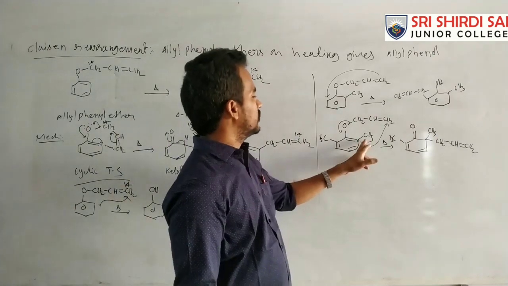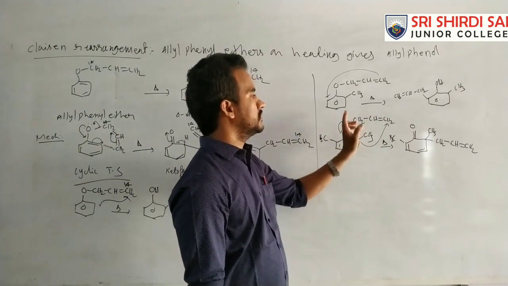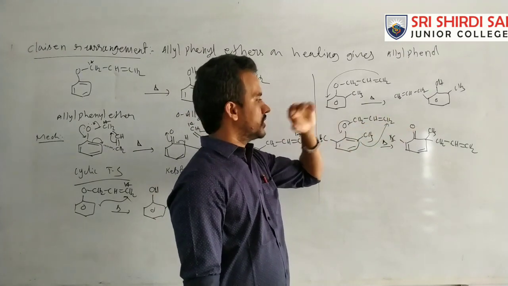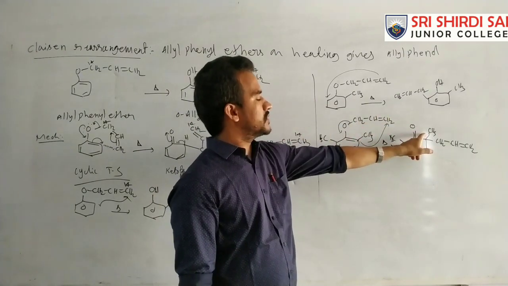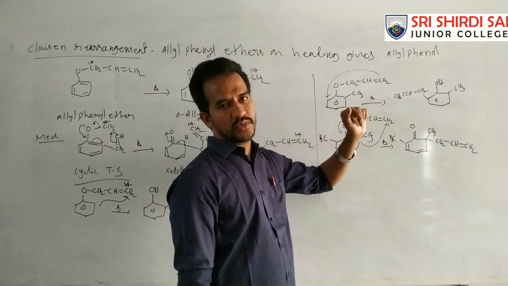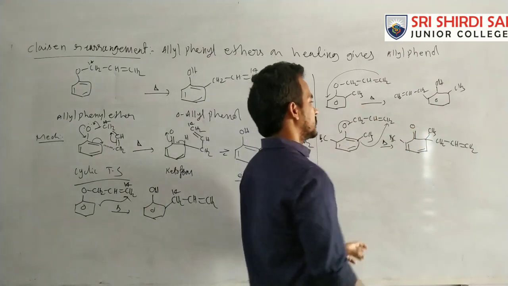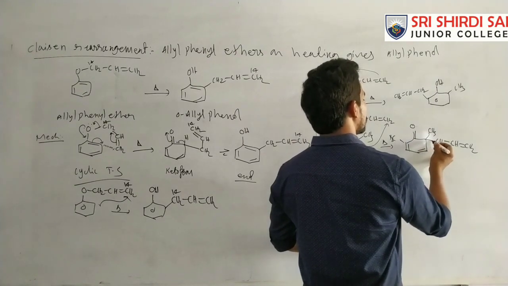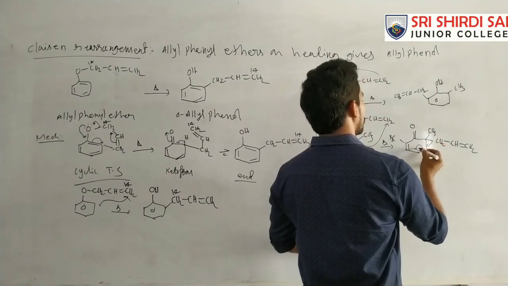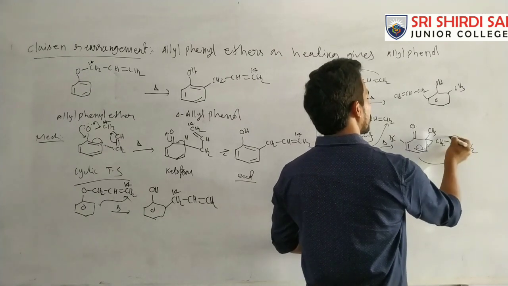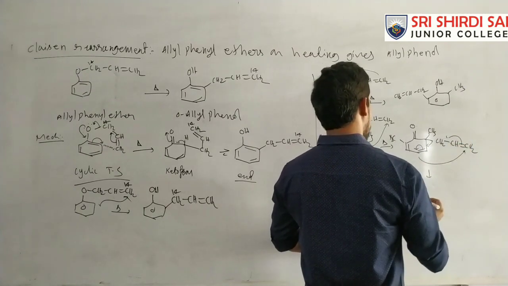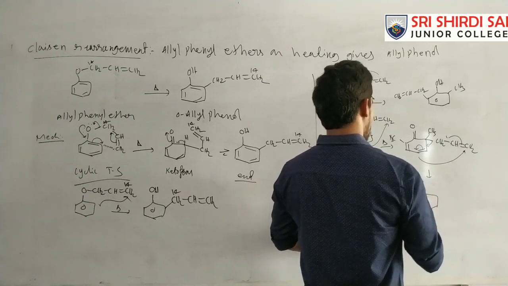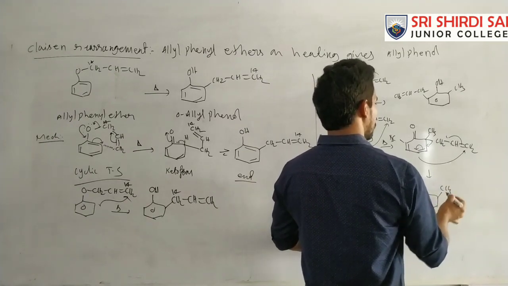Now in this case, both ortho positions are blocked. First of all, the allyl group is migrated to the ortho position. In this case, there is no hydrogen for the keto-enol tautomerism. So again it is migrated, with the breaking of the bond like this. So this group is migrated to the para position: first to the ortho position and then to the para position.